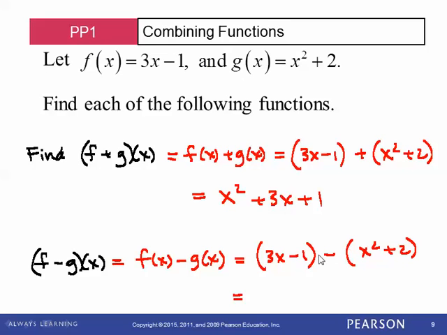Alright, think of this as subtraction. This is technically a negative x squared and negative 2, so this would be a negative x squared. 3x comes down. In this case, it's a negative 1 subtract a 2, or negative 1 plus a negative 2, makes minus 3 at the end.